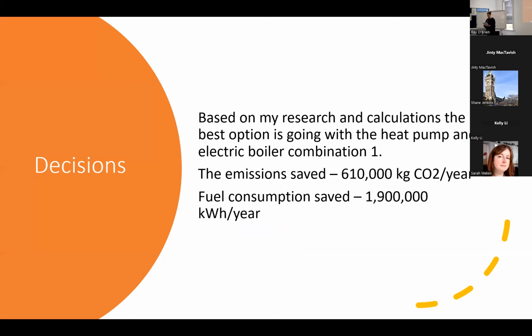Therefore, I've decided that heat pump and electric boiler combo 1 is the best option as it has the lowest number of emissions being released into the atmosphere, as it is the most efficient option. Even though with all the options being electrification, eventually all the emissions from electricity will be at zero when the grid is fully run on renewable electricities. But at this point, only 80% of electricity on the grid is from renewable technologies.